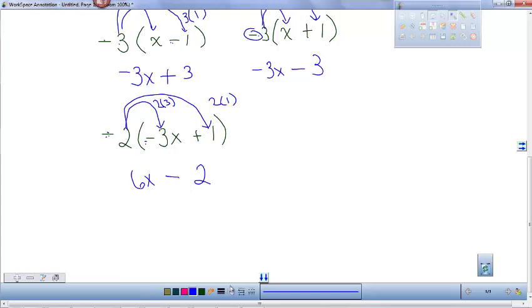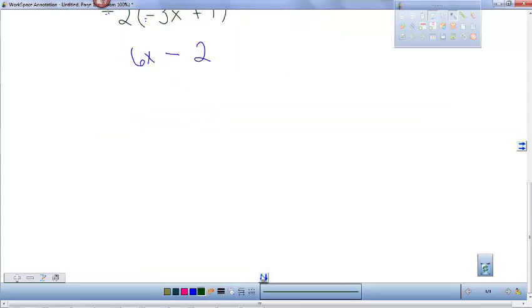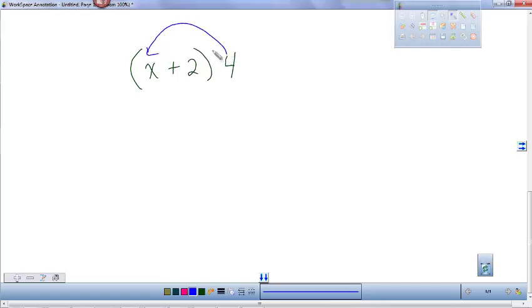All right. Some other things that can happen. Sometimes we write it backwards. Like I'll put (x + 2) and I'll put 4 on this side. So it's opposite. But you still do the same thing. You multiply. 4 times x is 4x plus 4 times 2 is 8. So it's the same thing.